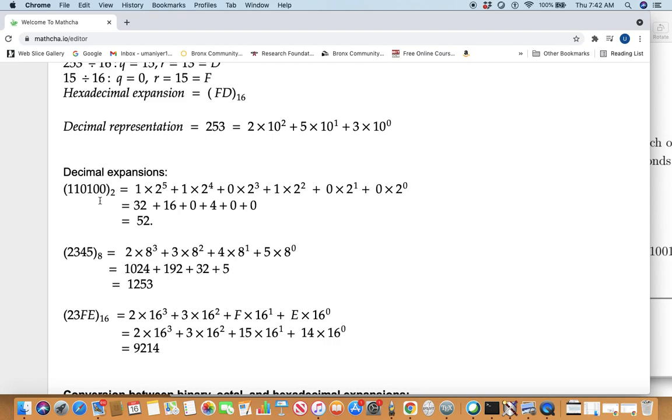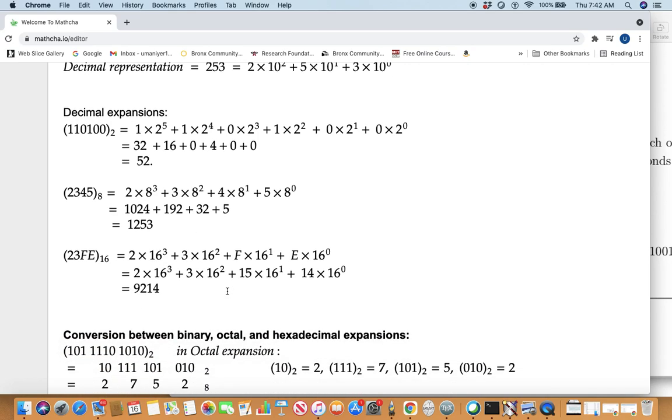That's binary representation. This is octal representation. Octal representation means base 8. Same argument. 8 to the power 0, 8 to the power 1, 8 to the power 2, 8 to the power 3. Those are the coefficients. So written like this, hopefully my calculations are correct, I get the number 1253. That's our base 10 number.